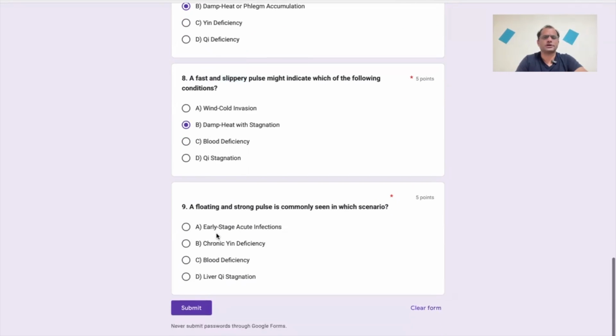Question number 9. A floating and strong pulse is commonly seen in which scenario? Early stage of acute infection. Floating means only the surface, and strong means some heat. So there is some attack, the early stage of an acute infection, maybe influenza, maybe cough and cold, maybe fever. So there is an external attack, and we will feel a floating and strong pulse.